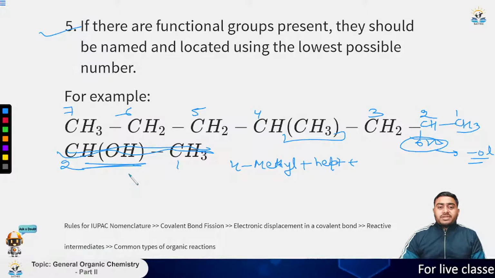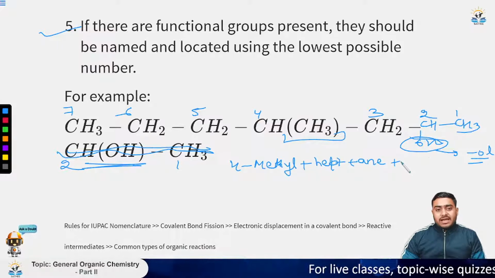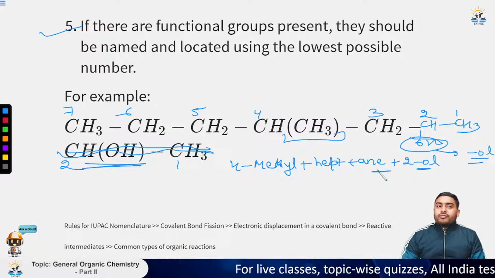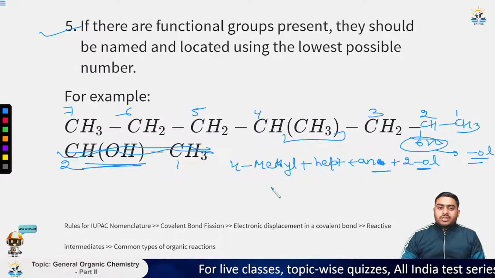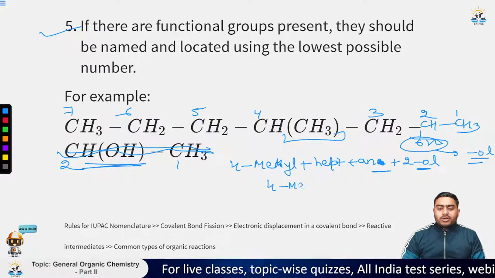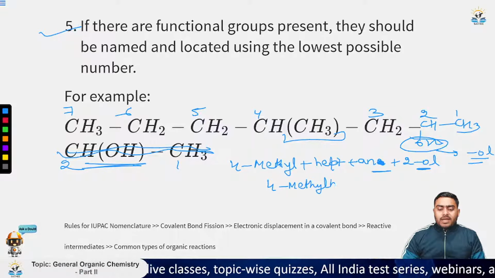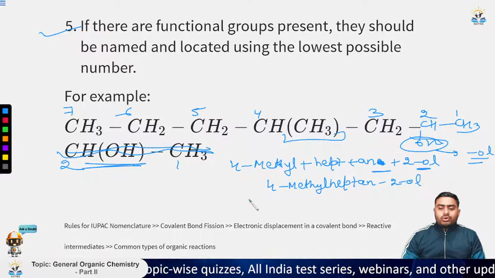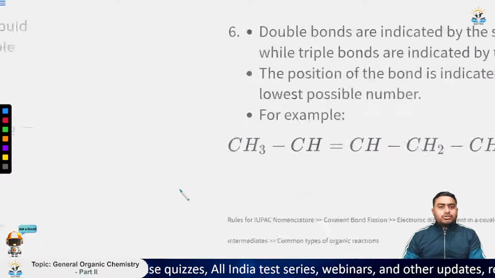So what is the primary suffix? The bonding part, and the bonding is only single here, so ane. Plus, what is the position of OH? Second, so 2-ol, but since they are both vowels, you have to remove this vowel. So the complete name will be 4-methylheptan-2-ol, like this. Okay, let's continue to the next.